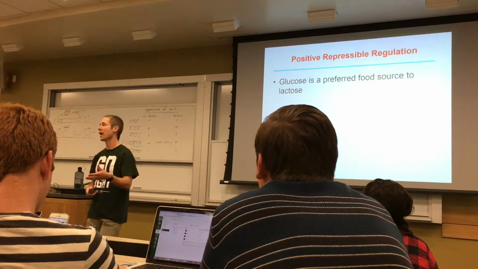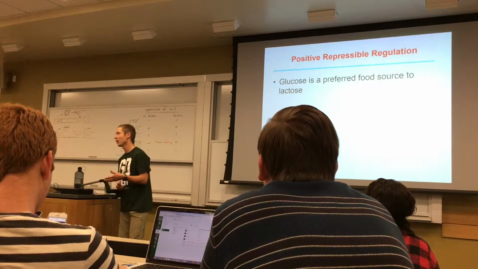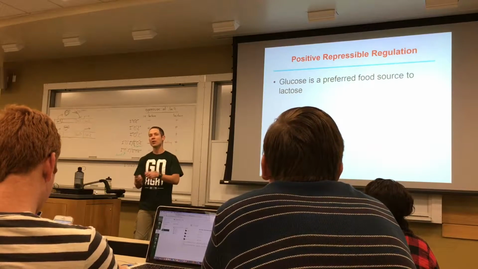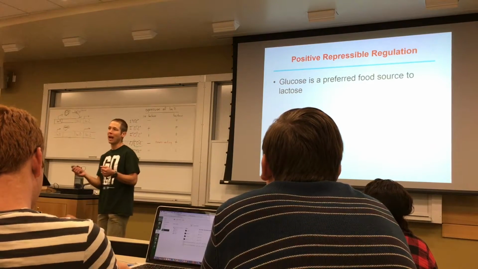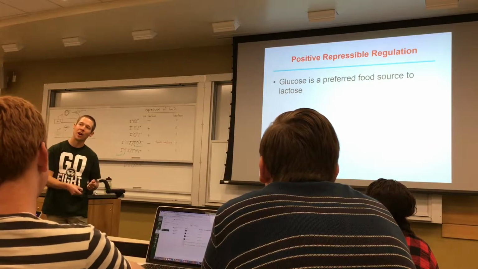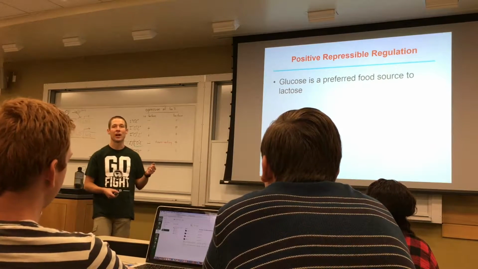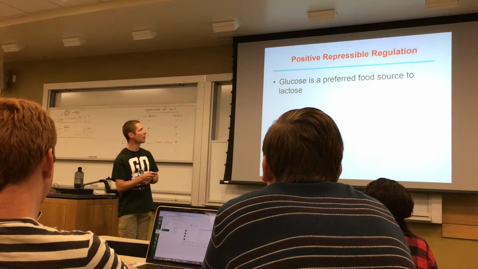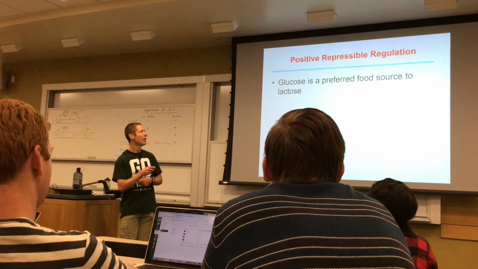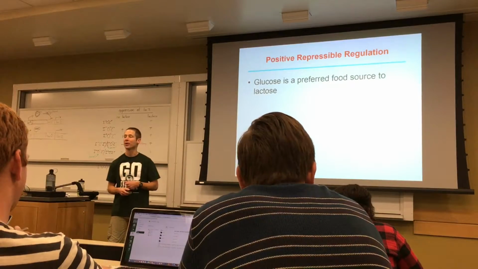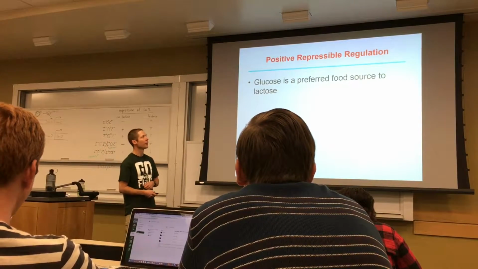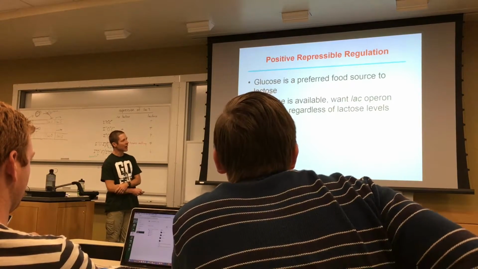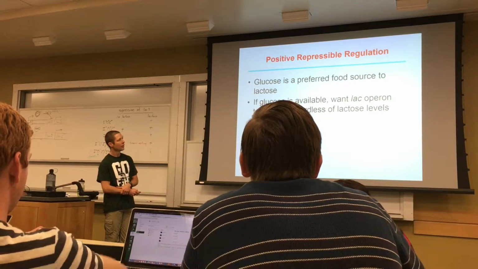And so glucose is actually another environmental signal that can be used to regulate the expression of these genes. But it does so in the opposite fashion. Remember, lactose was trying to turn the genes on. Glucose is going to help turn these genes off because we don't need them. So this is a case where glucose is acting as a co-repressor. This is our repressible part of the regulation.